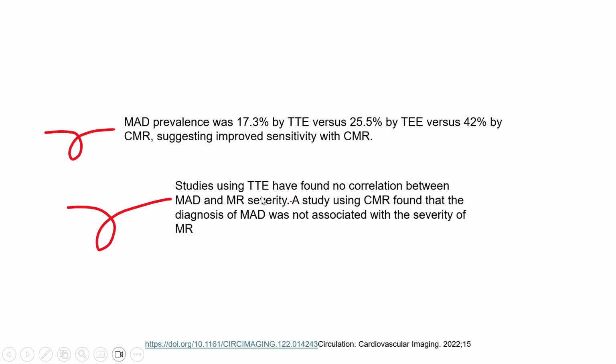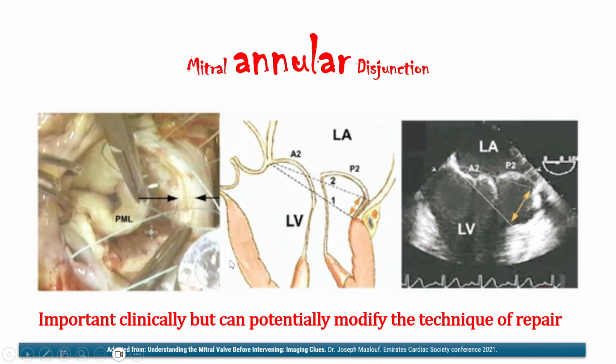Studies using transthoracic echocardiogram have found that there is no correlation between this disjunction and MR severity, so it really doesn't affect the severity of the MR in these patients. And as I said, it is clinically relevant because it increases your risk of sudden cardiac death and arrhythmia, and it can potentially modify your repair technique.